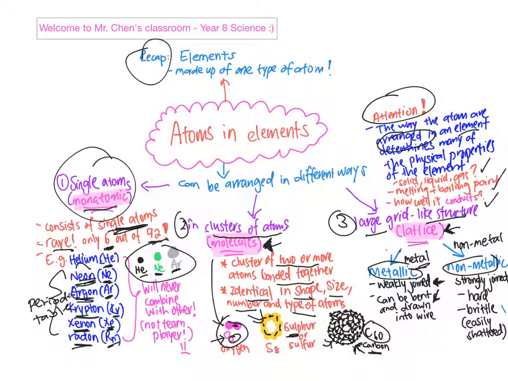Okay, so with non-metallic lattice, they are actually a lot stronger than your metallic lattice. The atoms are actually very strongly joined together. Okay, that's why they are very hard, but at the same time they are very brittle. All right, this word means easily shattered.